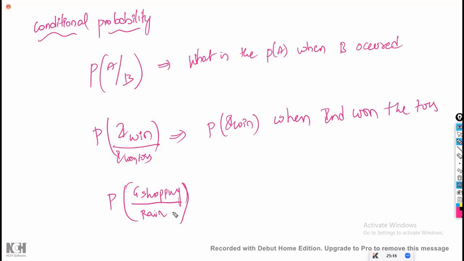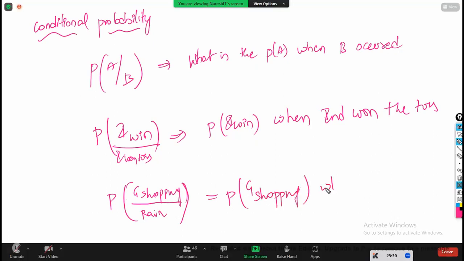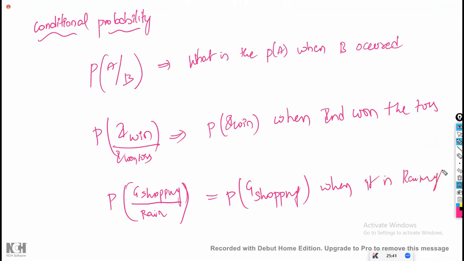Here, first raining has to occur. There will be some situations where rain will be there, and some situations when rain is not there. So what you are going to calculate is the probability that girls are going to do the shopping when it is raining. When it is normal days, you are not going to calculate. Only when it is raining, what is the probability?